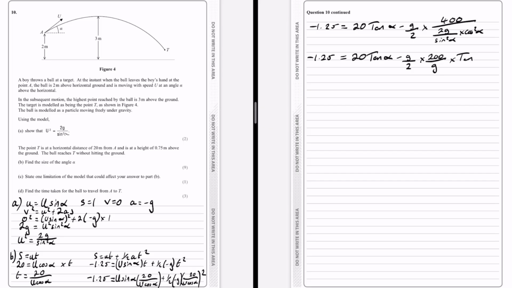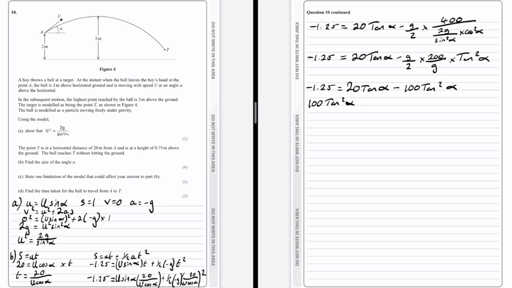I'm going to cancel the 2 with the 400, and we can see that the sine squared alpha over cos squared alpha turns into tan squared alpha. There are some things that would cancel here, so the g's are going to cancel. We've got the 200 over 2. There are other ways of simplifying this one, but this ends up in a place that works. 200 over 2 is the 100, and then we've got the tan squared alpha.